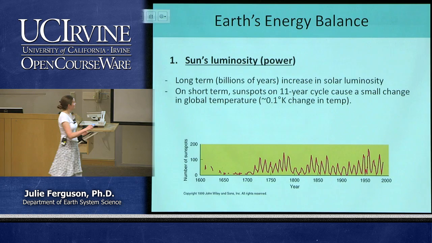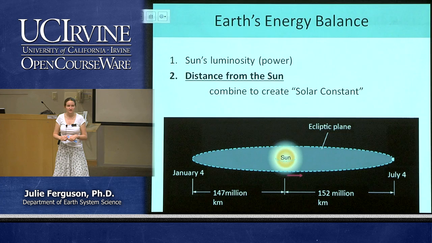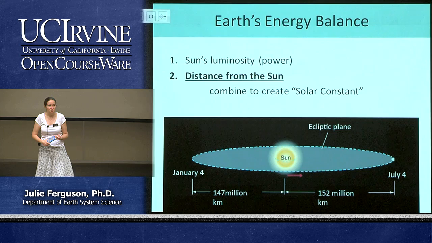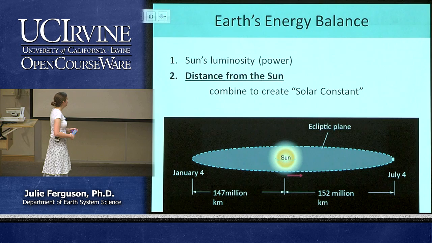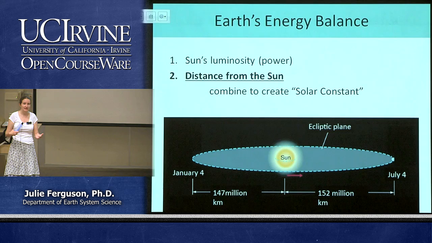So, yeah. Okay. So our luminosity and our distance from the sun combine to create what we call the solar constant. Okay, so here's our orbit around the sun. It's not perfectly circular. It's ever so slightly elliptical, but it's not elliptical enough to make a really huge difference. It's not the reason that we have seasons. Okay? So today, on July 4th, our summer, we're actually slightly further away from the sun, and in our winter, we're actually slightly closer to the sun. And we'll come back to this when we talk about the atmosphere and seasons in particular.